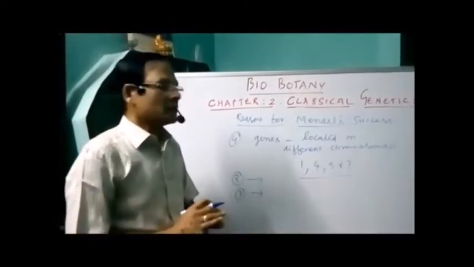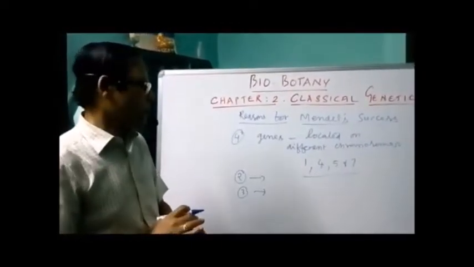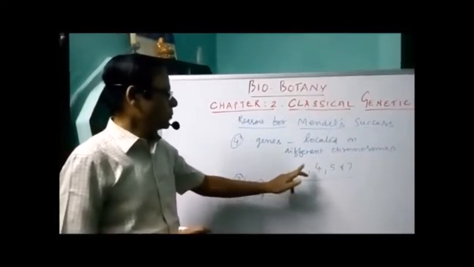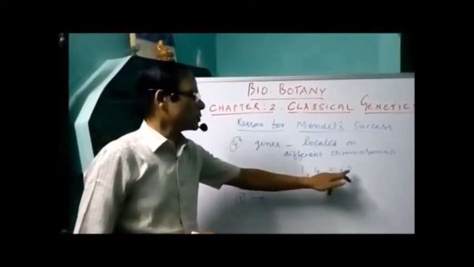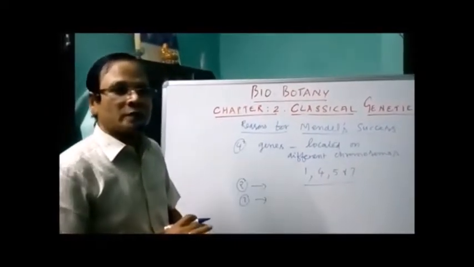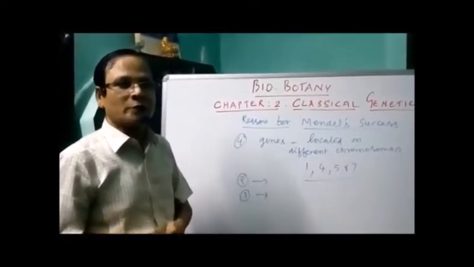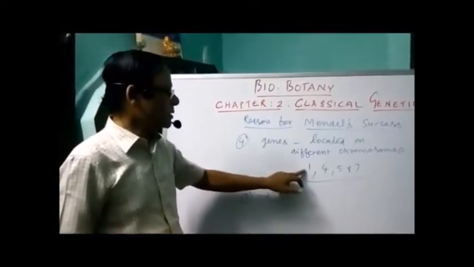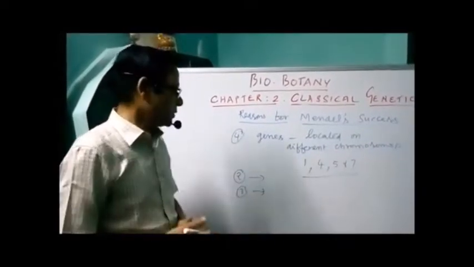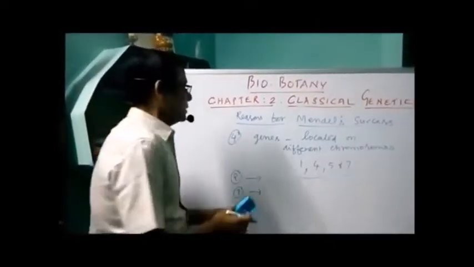And chromosome number 7 also has 1 gene for 1 character. So 2 plus 3 plus 1 plus 1. These are all the locations of the genes for the 7 pairs of characters he took for his experimental analysis. We will discuss in detail the location of the genes later in the lesson.